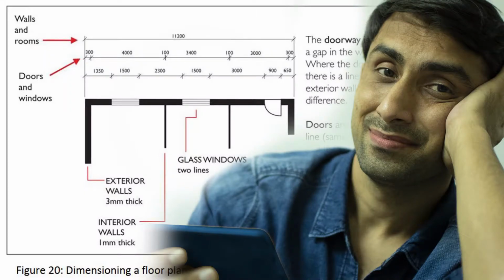Hey guys, welcome back. My name is Sunil Chauhan and you are watching episode 5 of Engineering 1500 square feet 4-BHK floor plan in Adobe Illustrator.